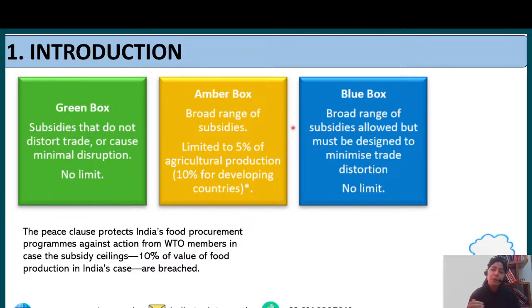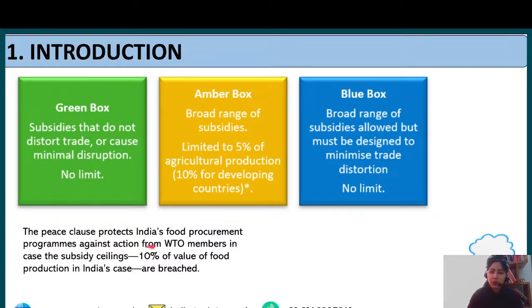Like, if you even breach the amber box subsidy and you are coming from a developing country, even the breaching of amber box subsidy by a few points does not invite a legal sanction against that country. For example, if India breaches the amber box subsidy by providing more subsidies for fertilizers, etc., even then it cannot invite a legal sanction. It cannot be legally sanctioned because of this clause called the peace clause, because developing countries like India need to provide for their poor population, need to provide for improving their agriculture.